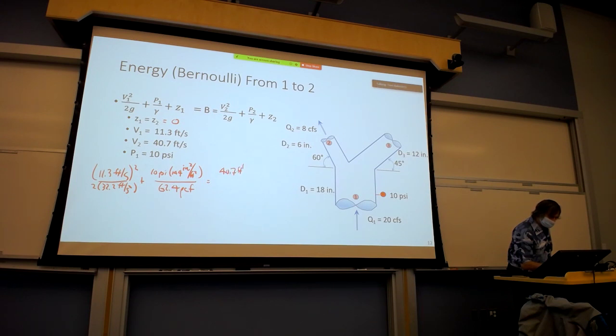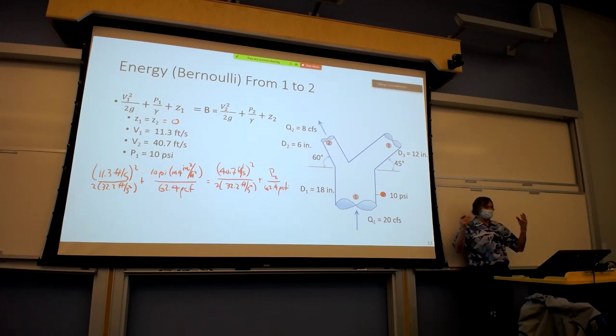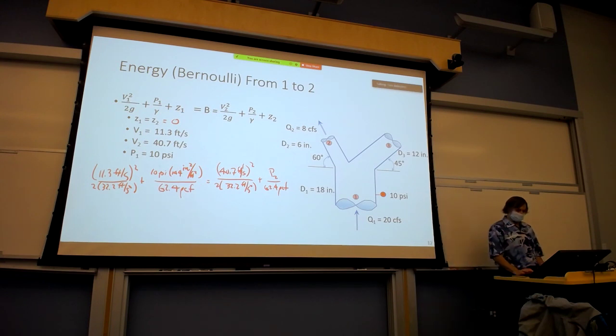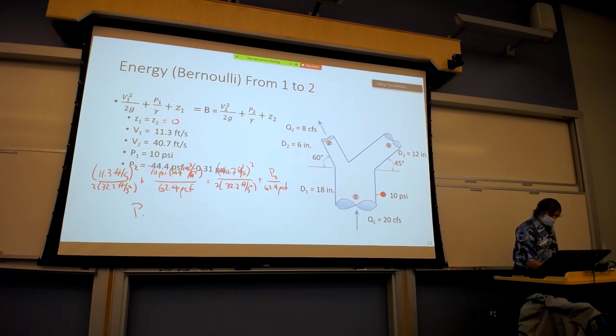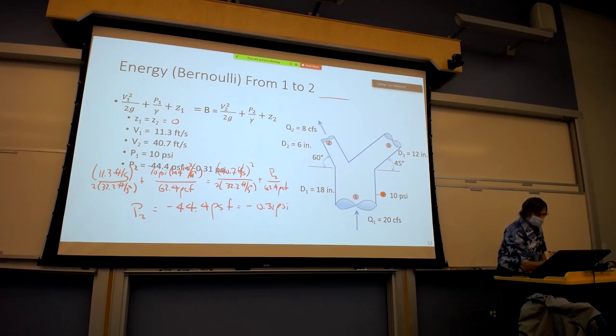feet per second squared over 2 times 32.2 feet per second squared, plus P2 over 62.4. So again, there's only one unknown in that equation. We would just go through this exercise and calculate the pressure at 2. And the pressure at 2, in case I wrote over it, is minus 44.4 pounds per square foot, which is minus 0.31 psi.